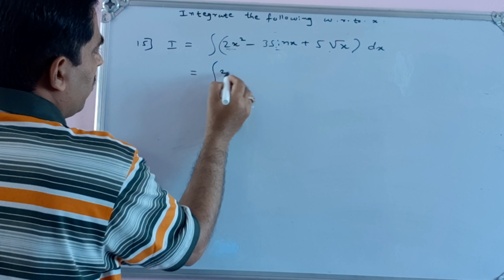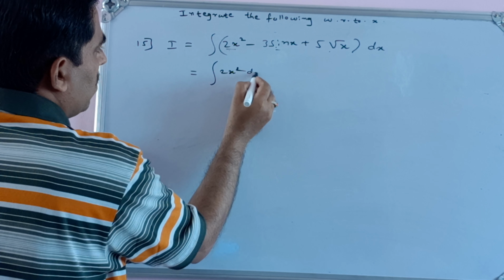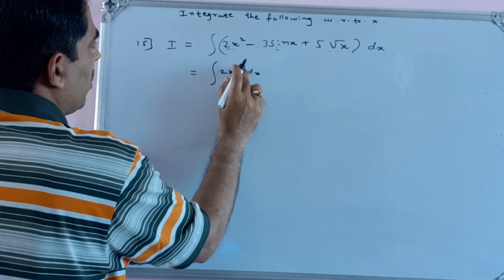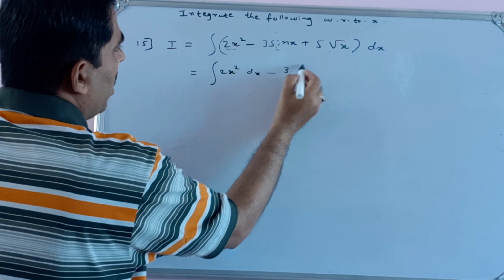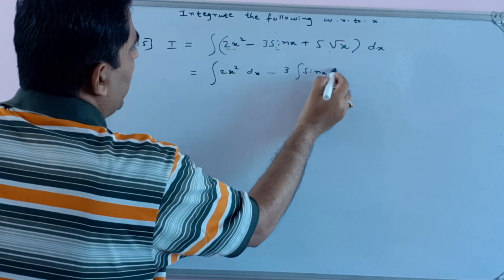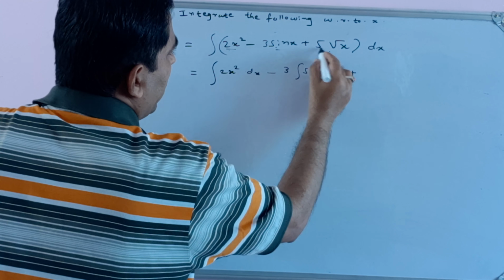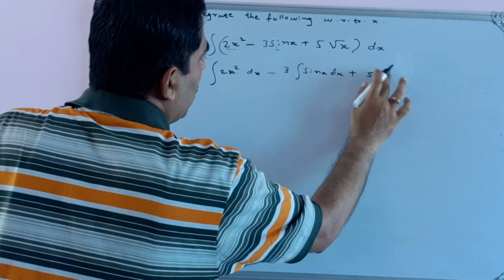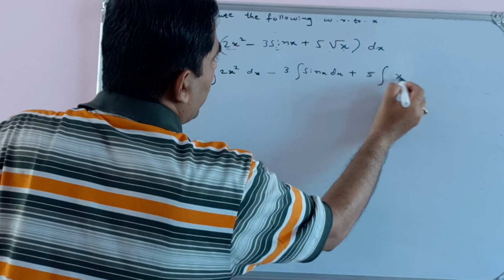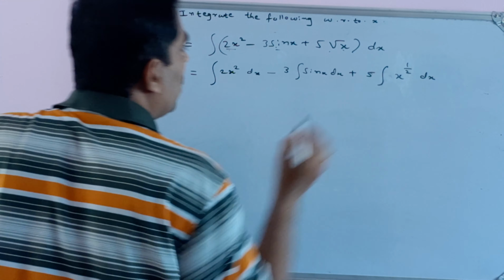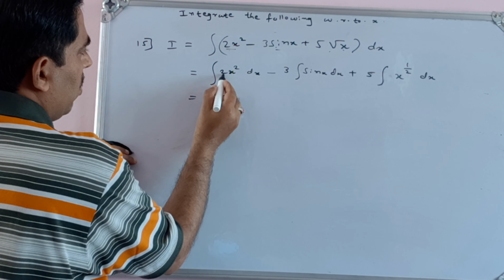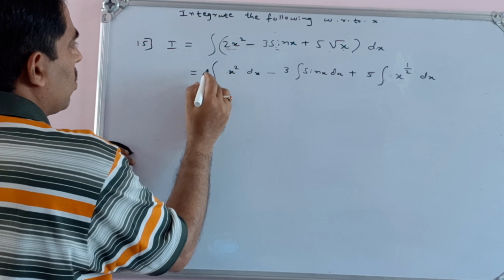Okay, you need not write this step. Directly we can integrate it after practicing some problems. Minus, so write 3 outside, integration of sin x with respect to x, plus, write 5 outside, then integration of root x. So root x can be written as x to the power of half in power form, x to the power of half into dx. Now you take 2 outside, I will write 2 here only.